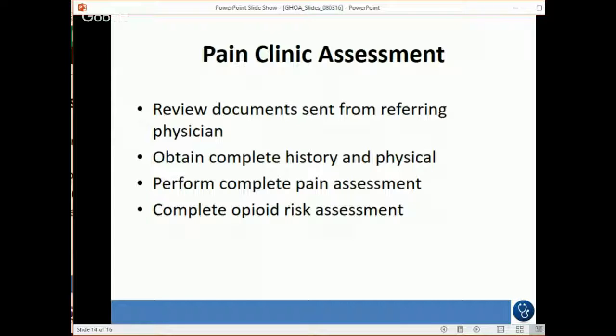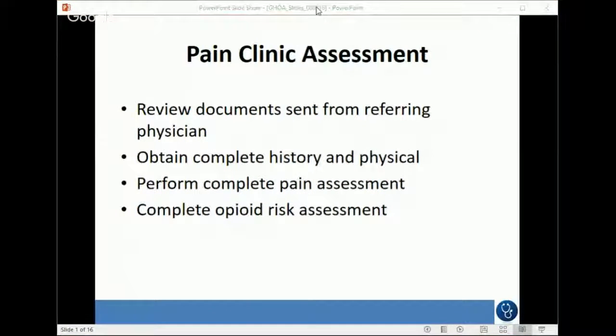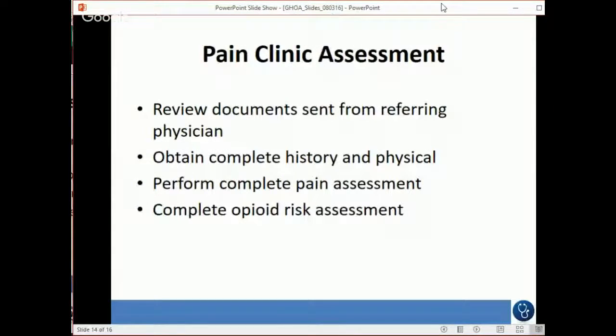So is it sharp? Is it dull? Does it radiate? Is it electrical? What does it feel like to them? Their intensity, a pain rating, with 0 being no pain. We go 0 to 10, but some places do 0 to 5. So that's your I. Your L is the location.